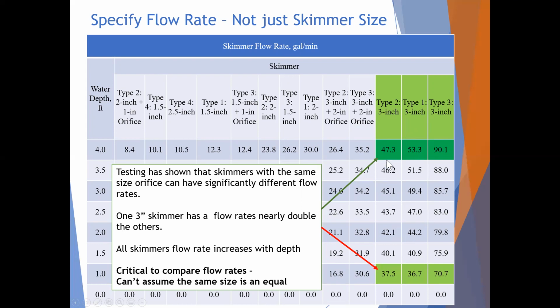And then all 3 skimmers have about a 25% increase in flow rate from 1 to 4 feet of depth. Again, 2 of them are fairly close, 47 to 53, and one again is nearly double at 90. So the point is, if you simply say a 3-inch skimmer, you may not get what you expect out of that. It's important to recognize the difference in flow rate between different skimmers.